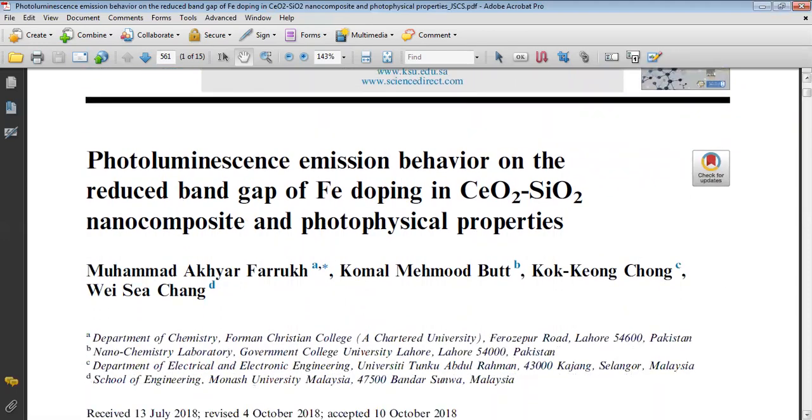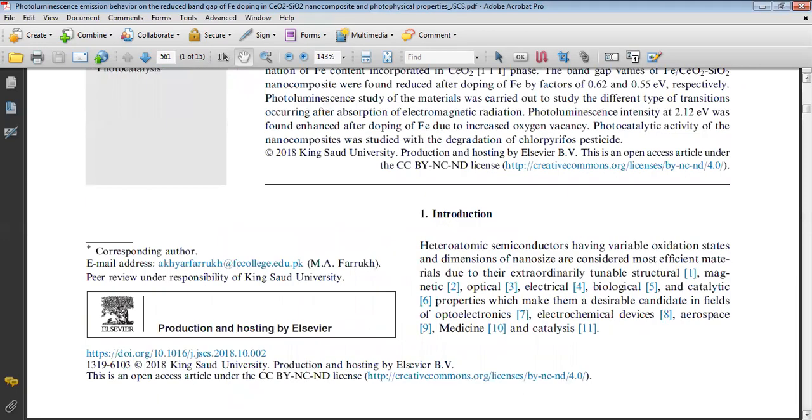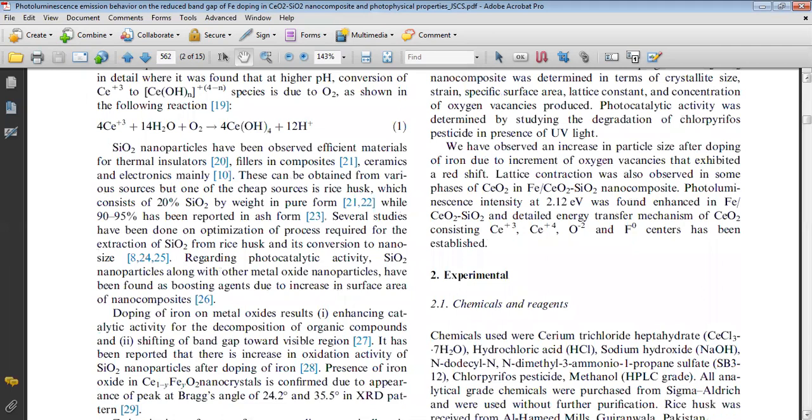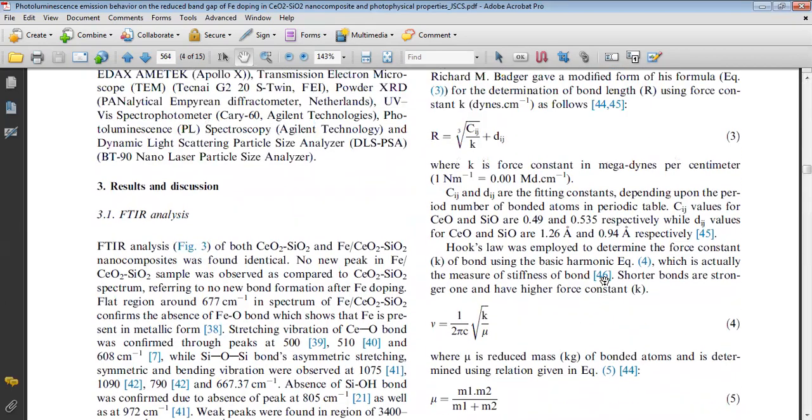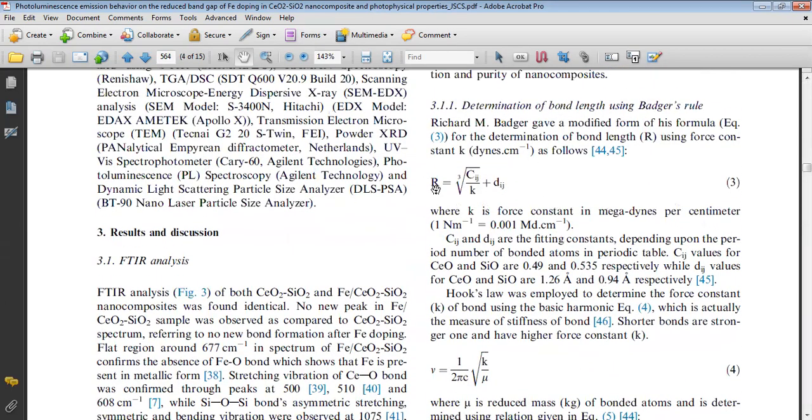So first I am going to show you the different equations that we will use to calculate the bond length. There are different methods and ways to calculate the bond length, and I am going to use the Badger rule over here. And this is the equation to calculate the bond length. Capital R over here is the bond length using the force constant, which should be in dynes per centimeter.